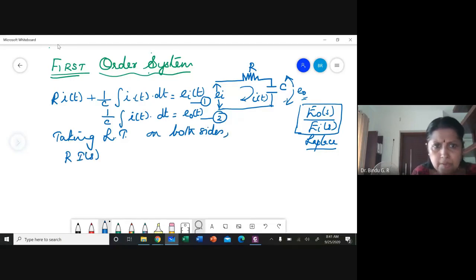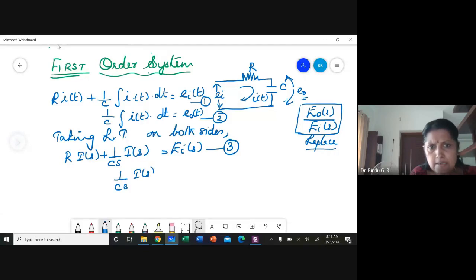So you get RIS plus 1 by CS, because it is an integral, 1 by CS IS is equal to EIS. Equation number 3. Similarly, equation number 2, if I take Laplace transform, I get 1 by CS IS equal to E naught S. Now, in order to get the transfer function, I just have to divide one by the other.